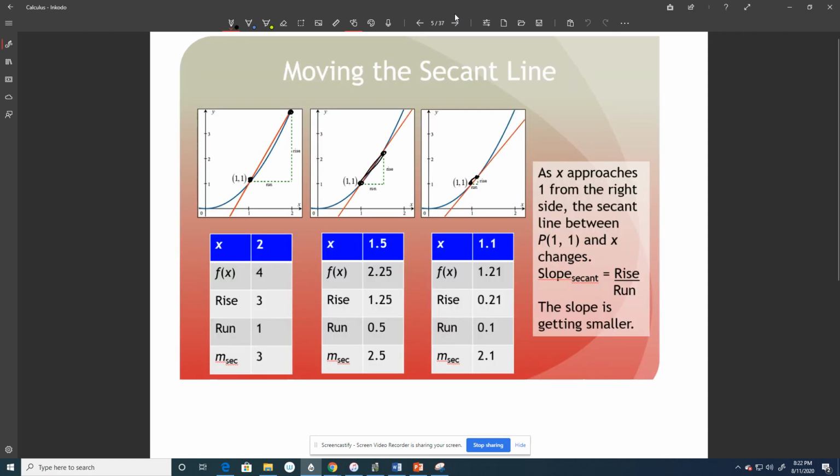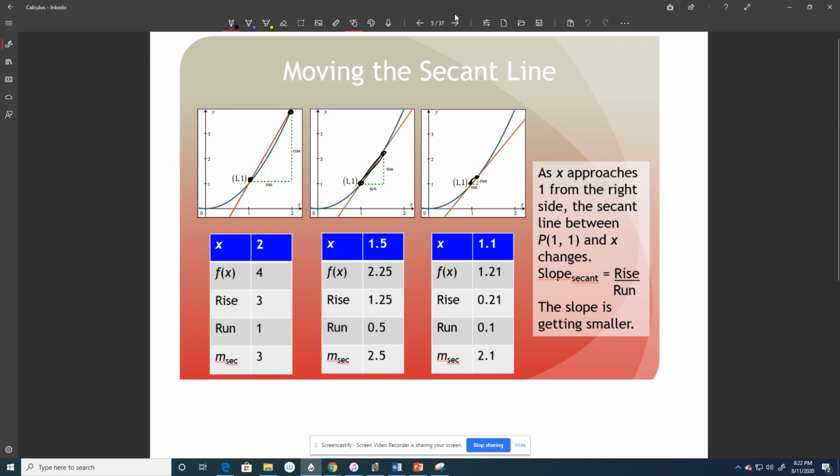Okay, so here's a diagram just to show you what we're talking about. I'm taking this point up here, and I'm slowly moving it closer and closer to my starting point, 1, 1. So right now, with the point clear up here, this table shows me that my slope is 3. But as I get closer to 1, 1, my slope becomes 2.5. And as I get closer, my slope becomes 2.1.